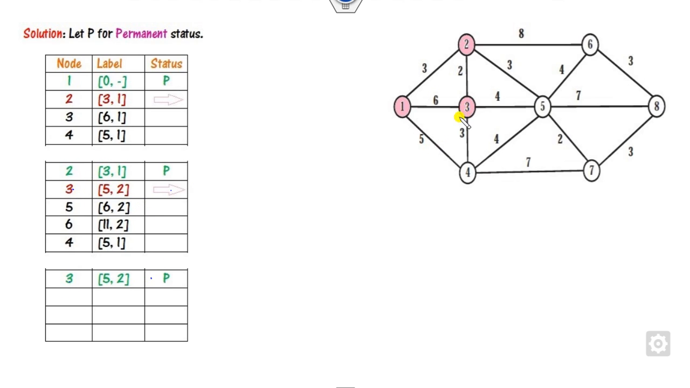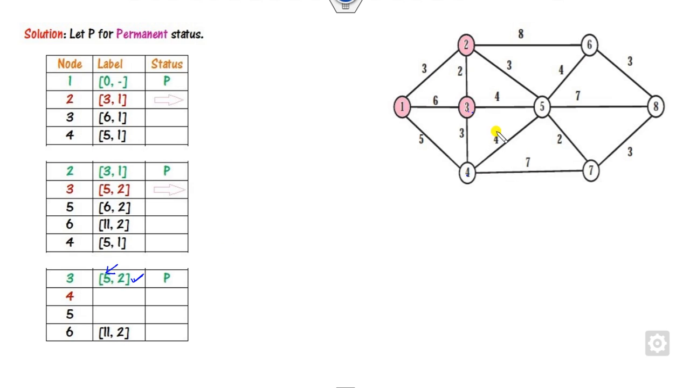Again, look at this figure. You can start from 3, reaching either 5 or 4, so you can write 4 and 5. 6 is pending, so I can take the 6 and write it here. Now the value of 3 is 5 comma 2. What is the value of 4? The distance is 5, so 5 plus 3 is 8 from 3, but the previous value of 4 is 5 comma 1, and the new value is 8. Which one is the minimum? 5 comma 1, so I write 5 comma 1.